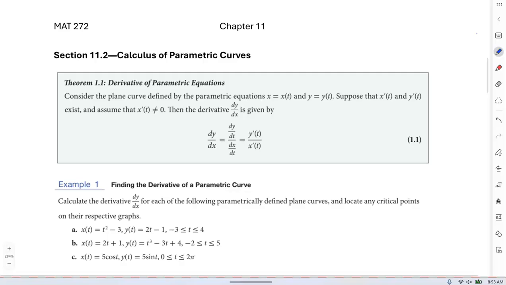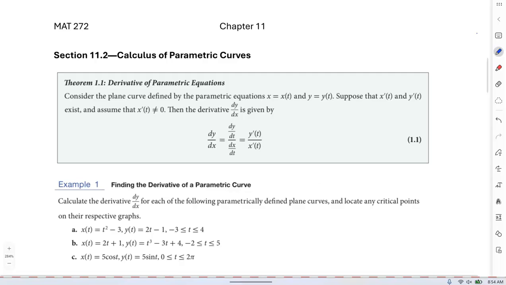So we're going to start by looking at how do we take the derivative of something that's written parametrically. So if we look at the function x equals some function written in terms of t, usually that t represents the parameter time, and then y equals y of t. If we want to find the derivative, we could take the derivative of x with respect to t, and we're going to take the derivative of y with respect to t.